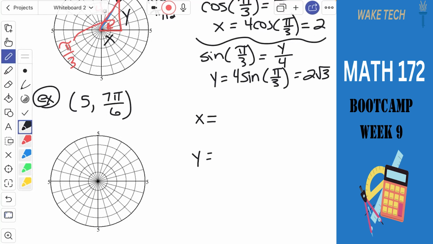So 5 with 7 pi over 6. 7 pi over 6 is the second angle in quadrant 3. And what we should do is travel along that angle and go out 5 rings from the origin, which puts us there.